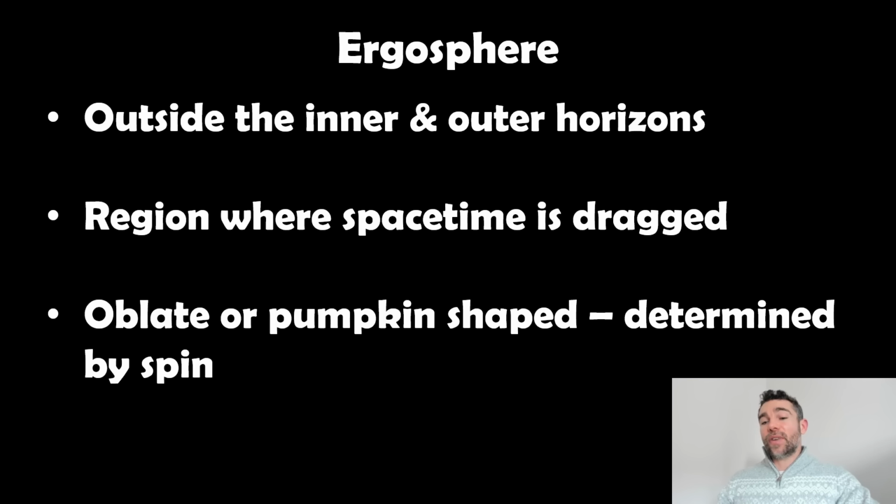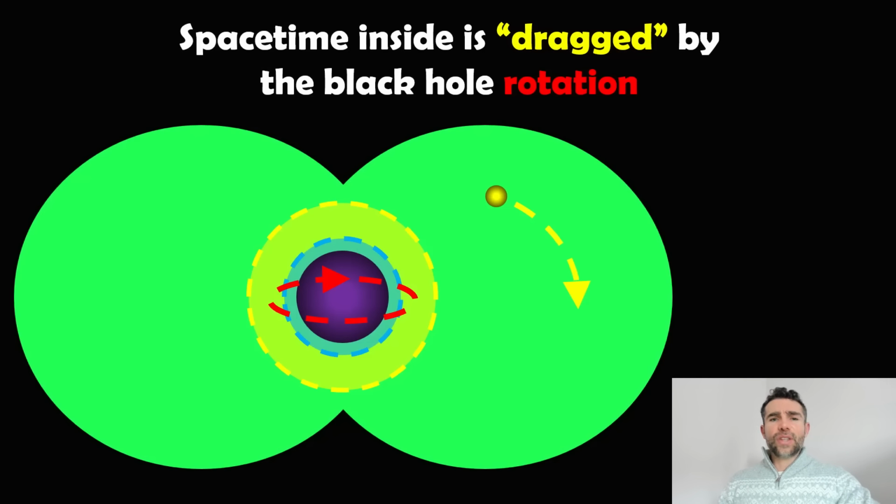Again, the actual shape of it is determined by the spin. It comes in closer at the poles, the rotation axis, and it goes further out on the equator because it's obviously spinning like that. It's dragging the space in that sort of direction there. So it's the space-time around it that is dragged by the black hole's rotation.